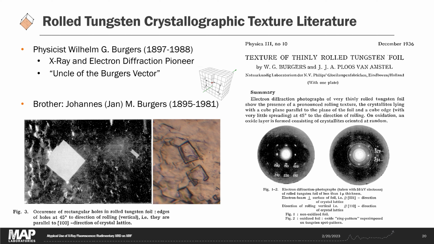Wilhelm Burgers and his brother Johannes Burgers were pioneers of electron and X-ray diffraction. Wilhelm Burgers called himself the uncle of the Burgers vector, which is a vector first described by his brother that indicates the magnitude and direction of the dislocation in a lattice structure.